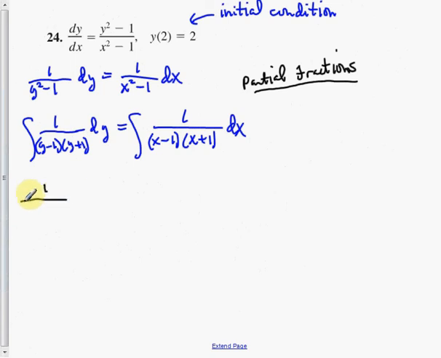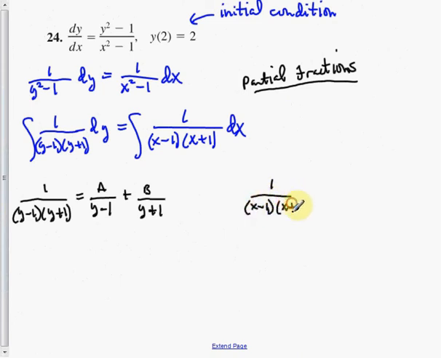So you have 1 over (y minus 1)(y plus 1) is equal to a over y minus 1 plus b over y plus 1. And then you do the same thing over to the right side. So this is 1 over (x minus 1)(x plus 1) is equal to a over x minus 1 plus b over x plus 1.